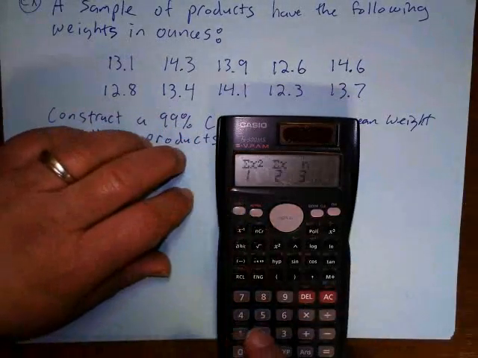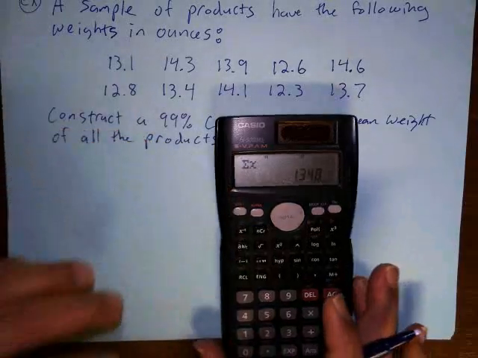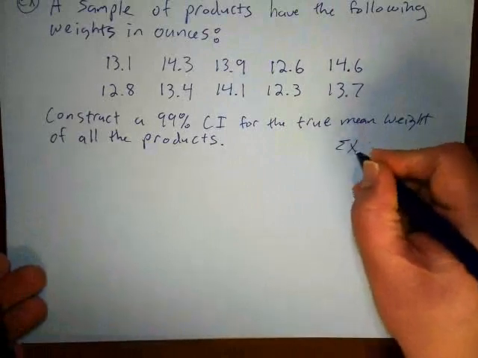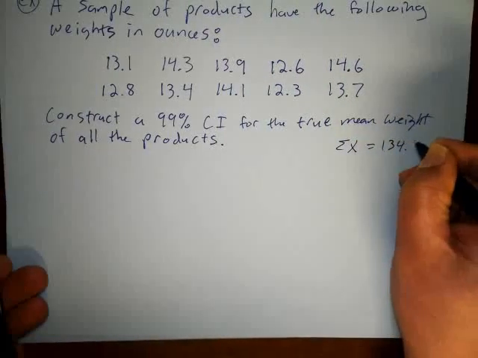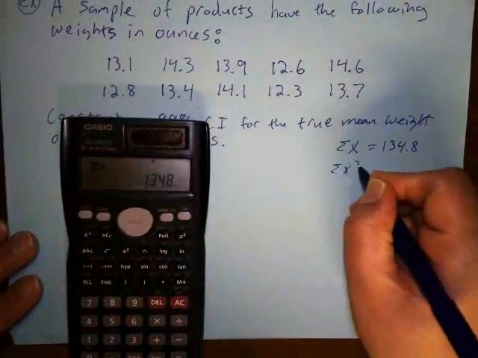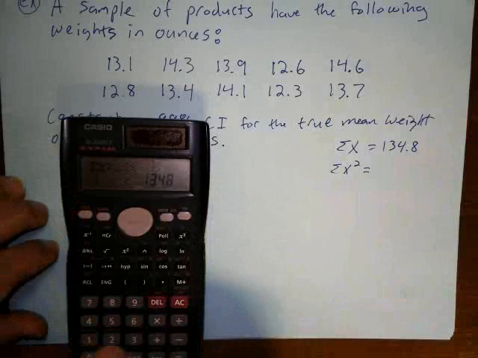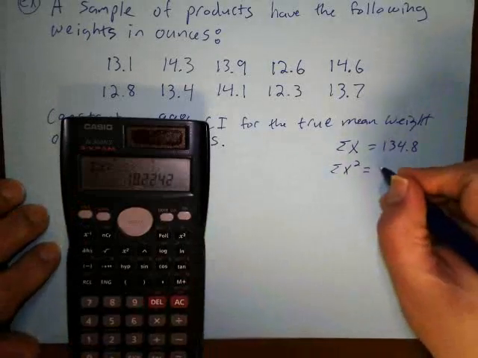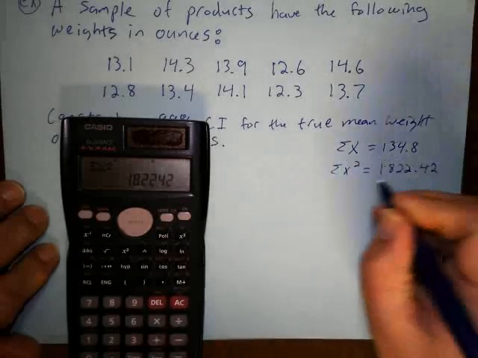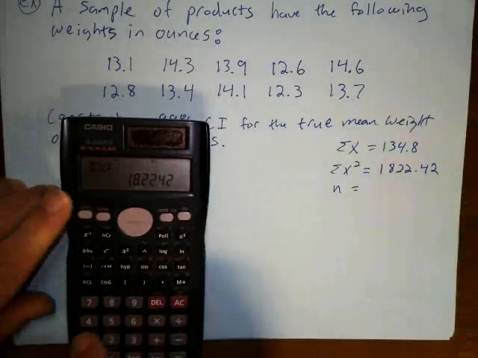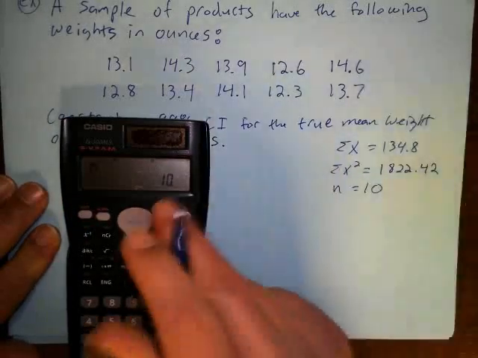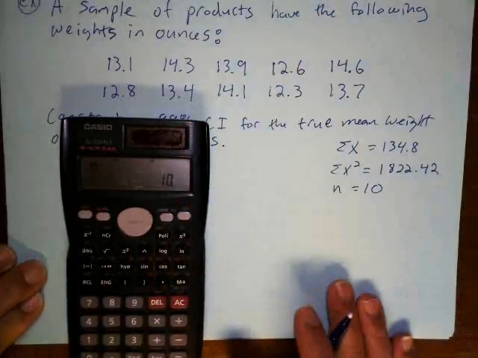Hit shift 1, 2, and what I get here for my sum of x, and I'll write this over here, my sum of x is 134.8, and now my sum of x squared is 1822.42, and my n is 10. I didn't need to do that, did I? Because I knew there were 10 values.